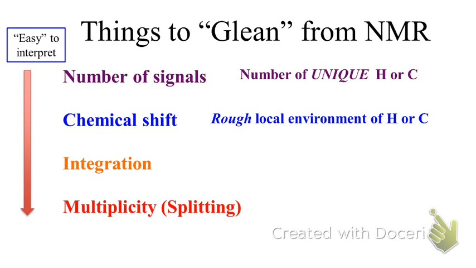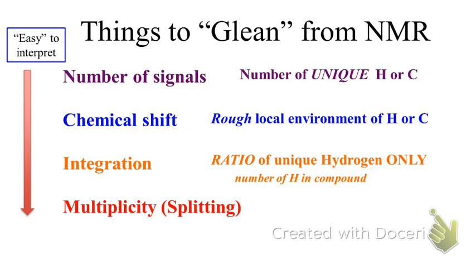The next piece of information, and we're now getting arguably a lot more difficult, is looking at the integration. The hardest thing about the integration is to realize that it gives you a ratio of hydrogens, not specifically the specific number of hydrogens in your sample. In most cases, depending on your professors, the ratio is the number of hydrogens, but it's not always true. So realize that you're getting a ratio, not the exact number.